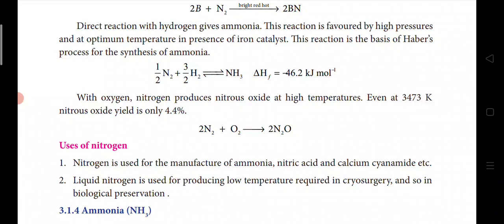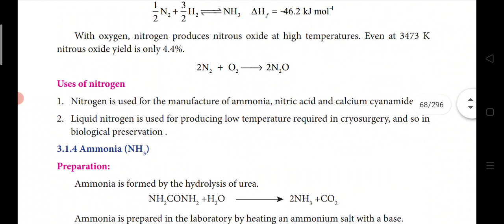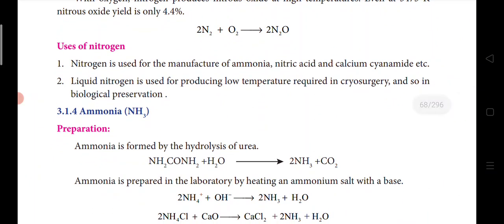With oxygen, nitrogen produces nitric oxide at high temperature, even at 3473 Kelvin. It yields only 4.4% of nitric oxide. What are the uses? Nitrogen is used for the manufacture of ammonia, nitric acid and calcium cyanamide, and liquid nitrogen is used for producing the low temperature required in cryosurgery. So liquid nitrogen is very commonly used in cryosurgery and also used in biological preservation.